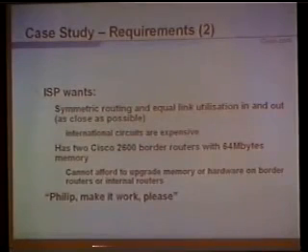They want symmetric routing and equal link utilization in and out, as everybody seems to do. International circuits are expensive. In this case, they've got satellite because there's no land link out of the country at all. They have two 2600 border routers with 64 megabytes of memory. They can't afford to upgrade memory or hardware on the border routers. Gross per capita income is like, I don't know, a night in this hotel on average, something like that. It's like they don't have money.